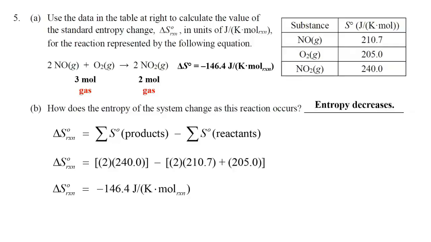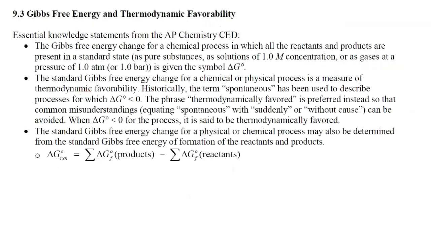Now it's time to move on to our next topic in the packet. This is topic 9.3, Gibbs free energy and thermodynamic favorability. And there are several essential knowledge statements from the AP Chemistry course and exam description. The Gibbs free energy change for a chemical process in which all of the reactants and products are present in a standard state, as pure substances, as solutions of 1 molar concentration, or as gases at a pressure of 1 atmosphere or 1 bar, is given the symbol delta G with that superscript 0.